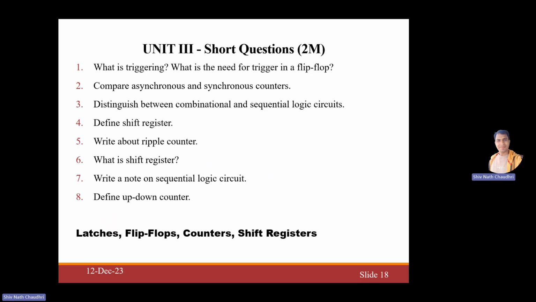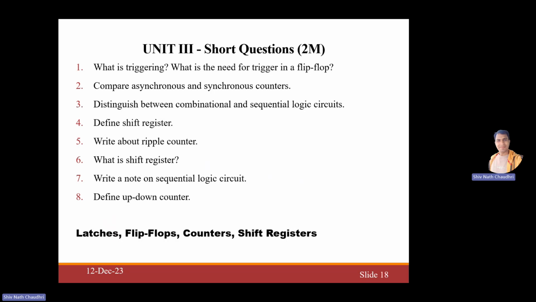So let's see for 2 marks in unit 3, what are the questions? Previously in exam, these questions were asked for 2 marks in third unit. What is triggering? What is the need for trigger in a flip flop? So very well known, triggering is two types, level triggered and edge triggered. So you have to explain the triggering and need of triggering in flip flop.